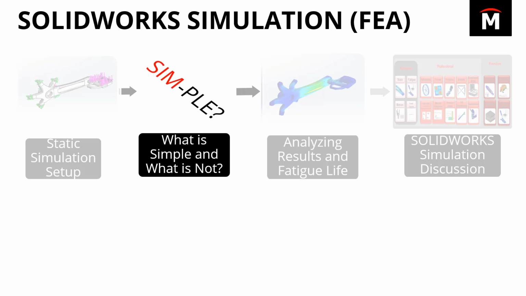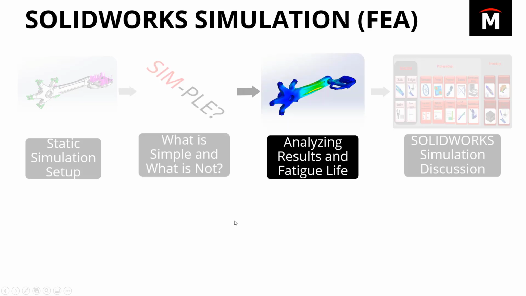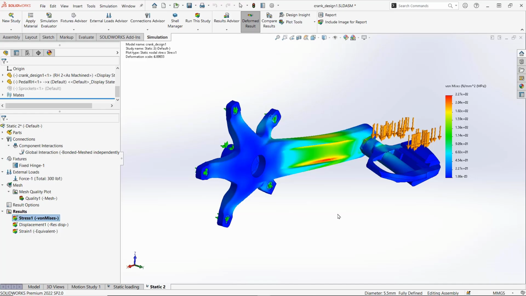Now from here, we've set up our study. Now we're going to look at some of the results of our analysis. On here, I'll go back to the simulation. And remember, our main goal was to analyze how it is going to fail as it needs to withstand 7 million cycles of this loading.